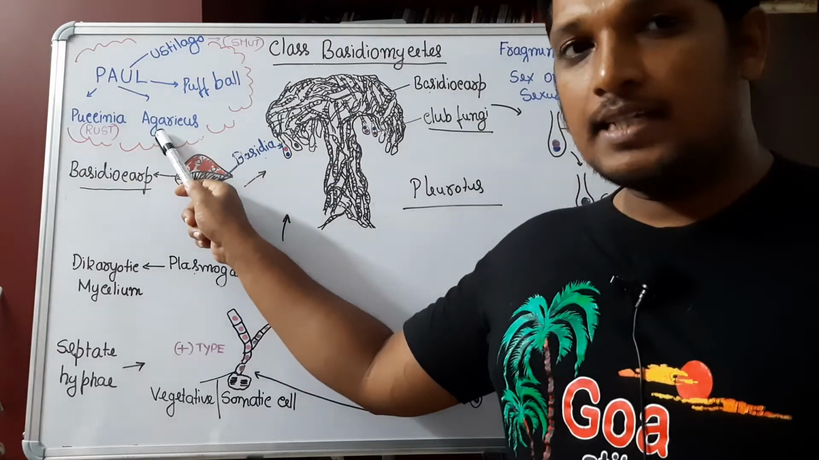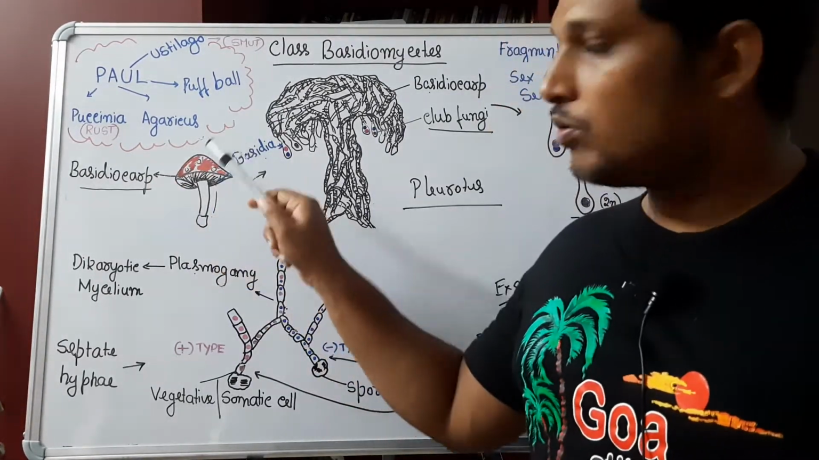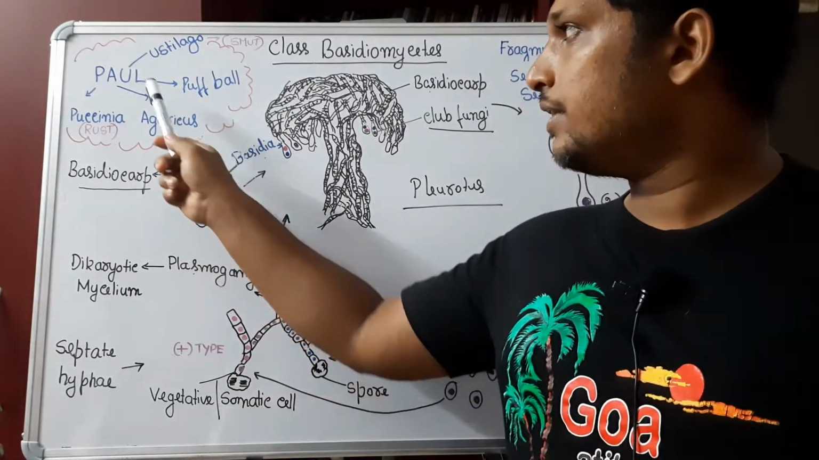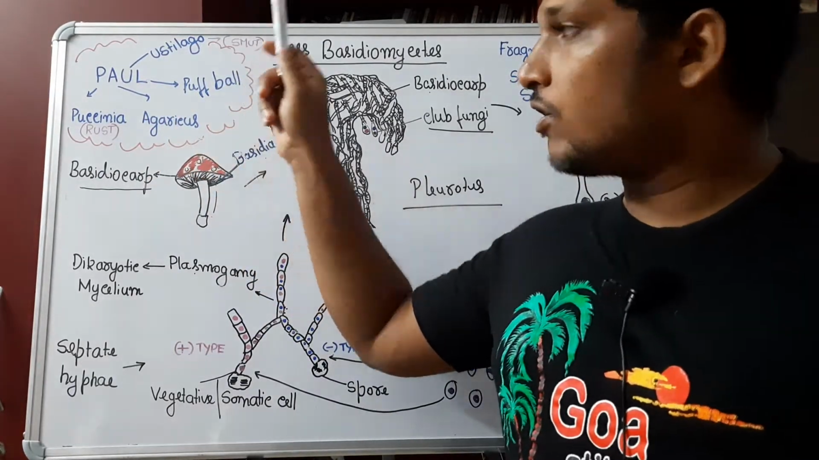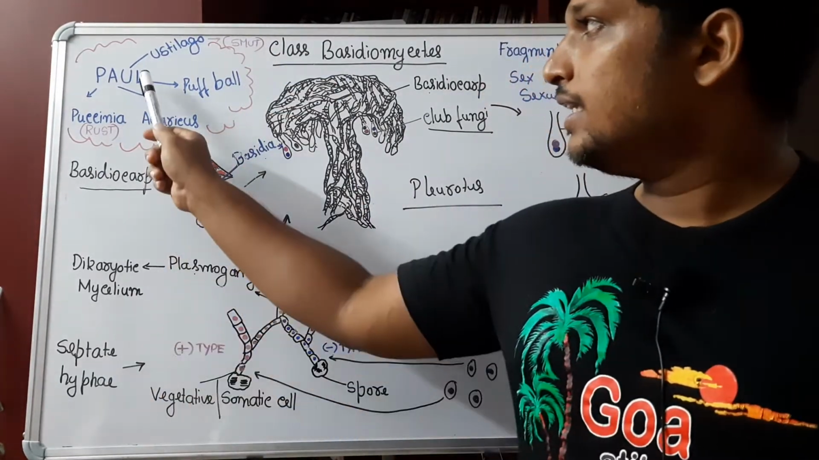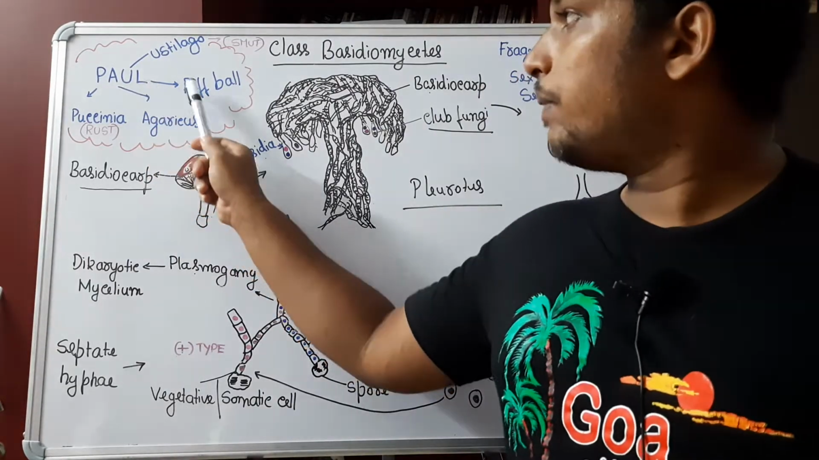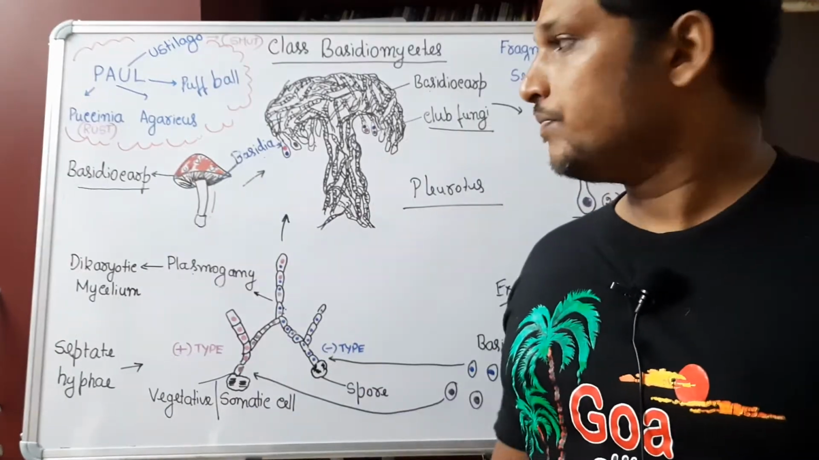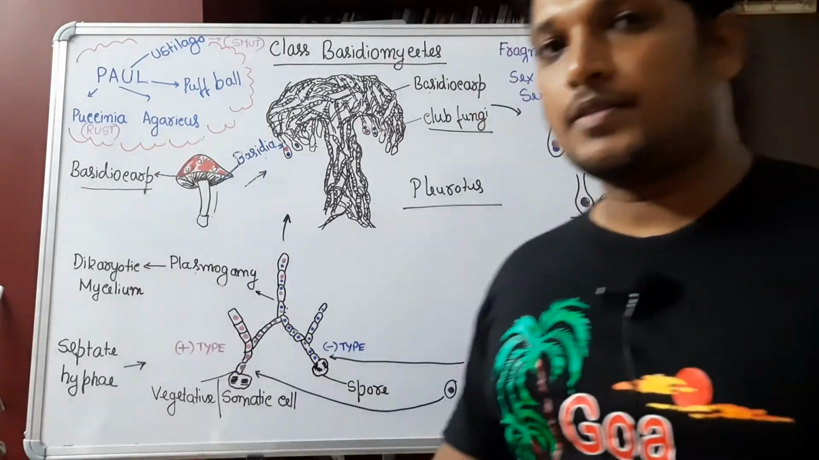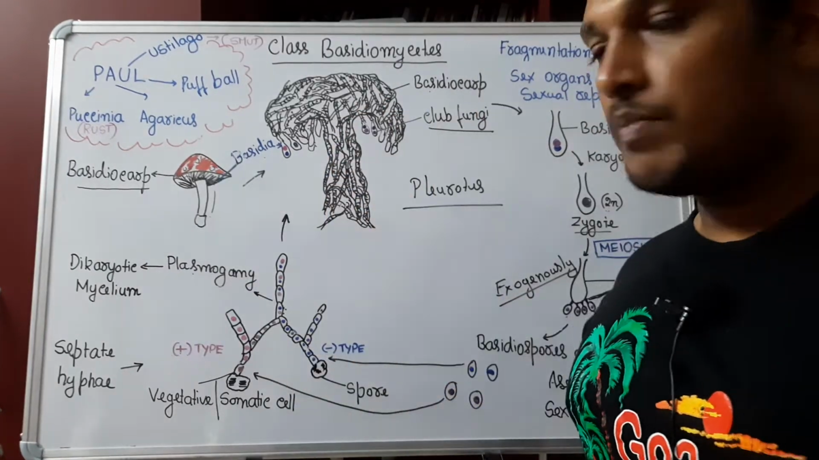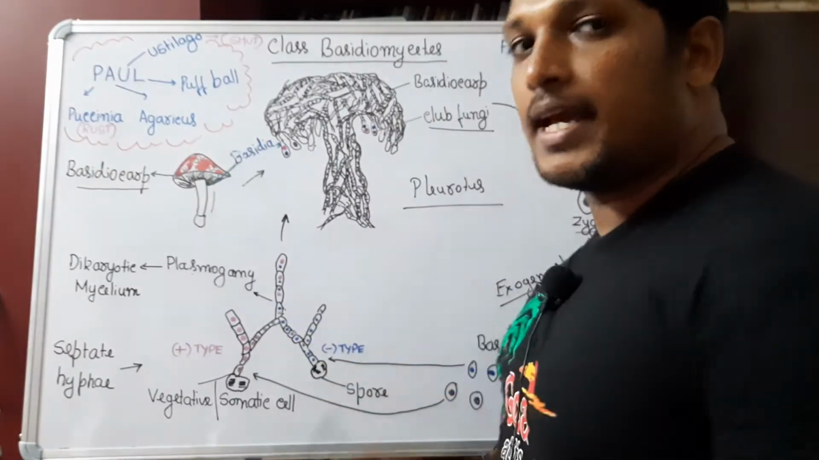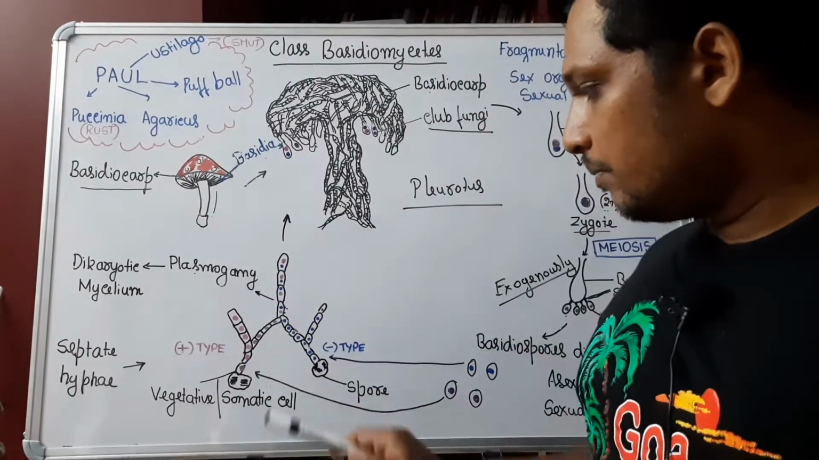A for Agaricus, which is commonly called mushroom, as we are all familiar with it. U for Ustilago, it is also a parasitic fungus, causes smut disease. L for puffball, you can remember like that. These are the four examples you have to remember regarding Basidiomycetes. Now let us look into the general characters of Basidiomycetes.